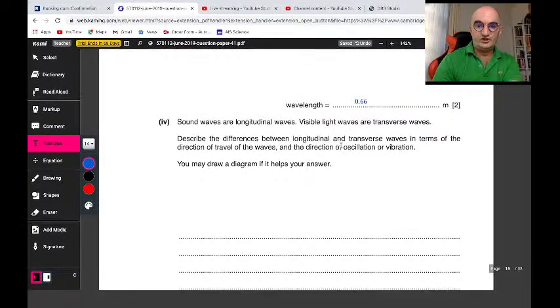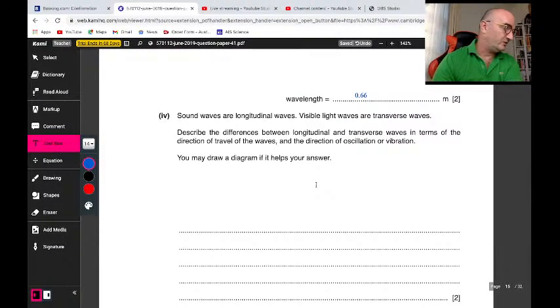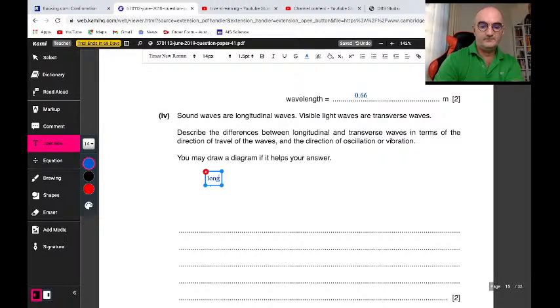Sound waves are longitudinal waves. Visible waves are transverse. Describe the differences between longitudinal and transverse. You should all be pretty good at this one. Longitudinal, that means the direction of oscillation. Oscillation is, what's the word here?